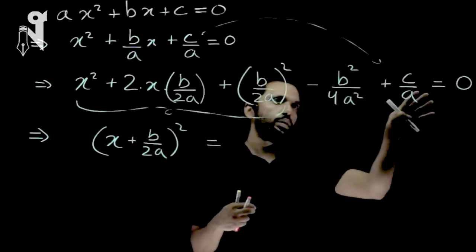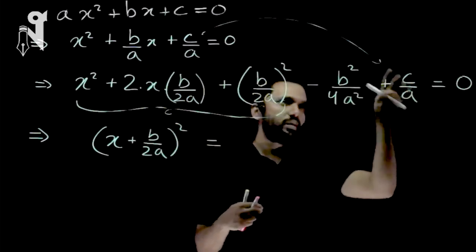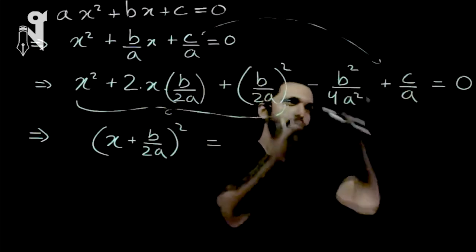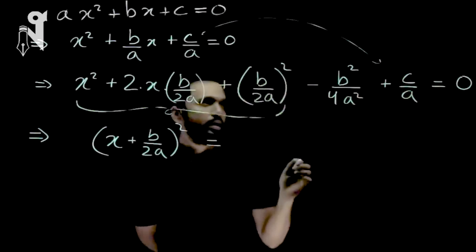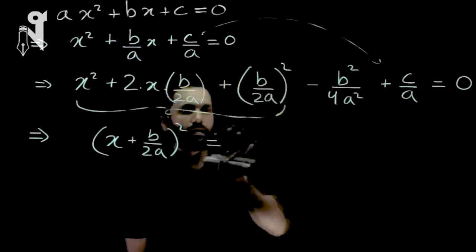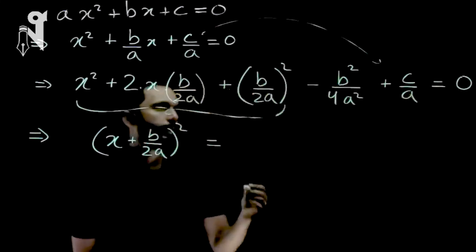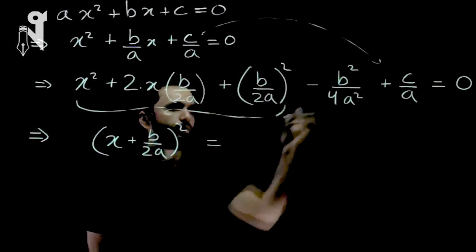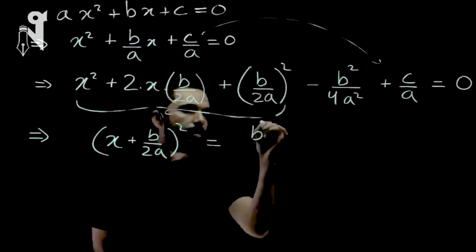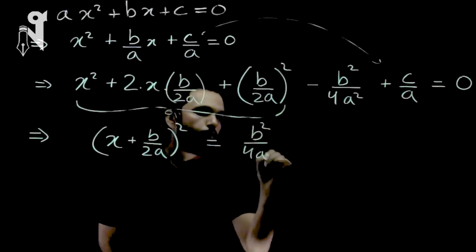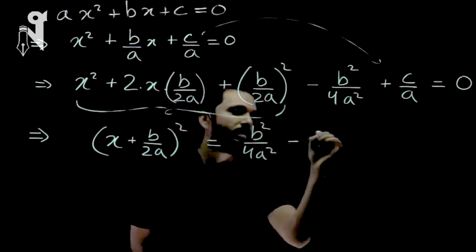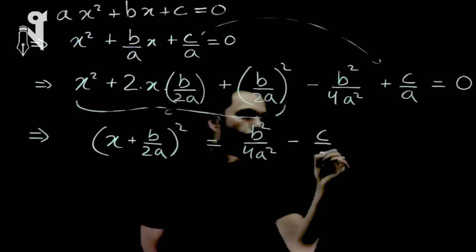These would be numbers only. B is a number, A is a number, C is a number, A is a number. And if you have those numbers, you'll be able to add and subtract those. But since I don't have, I'm just leaving it as it is and just putting it on the other side. So what do I have on the other side? This minus b square by 4a square becomes plus b square by 4a square, and the plus c by a becomes minus c by a.